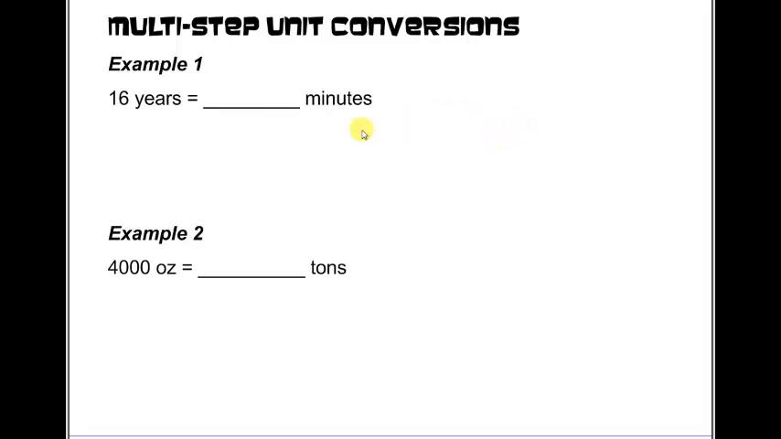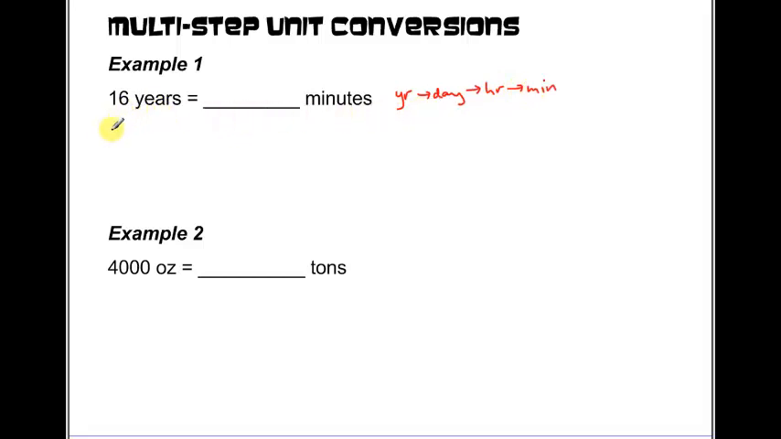Now you can see here we're going to do some multi-step ones. This means that we don't have one direct unit conversion we can make. We might have to do it in a couple of baby steps. For example, if we're going to turn 16 years into minutes, then I'm going to have to do that in parts. I don't know how many minutes are in a year, but I do know how many days are in a year. So I'm going to turn those into days, then I'm going to turn the days into hours, and then I'll get to the minutes. So I'm going to just do some baby steps.